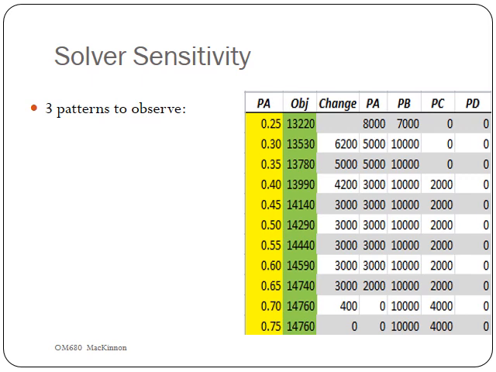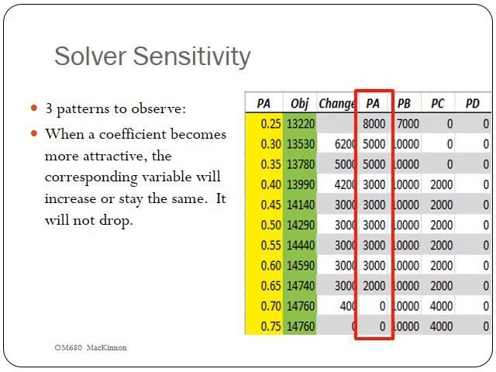So there are three patterns to observe in this data. And as I said at the beginning, I want us to look at patterns, so that we're not just plugging in numbers, pressing a button, and getting a result. It's really important that we understand as much as is possible what's going on here. Okay, so, first thing, when a coefficient becomes more attractive, the corresponding variable will increase or stay the same.